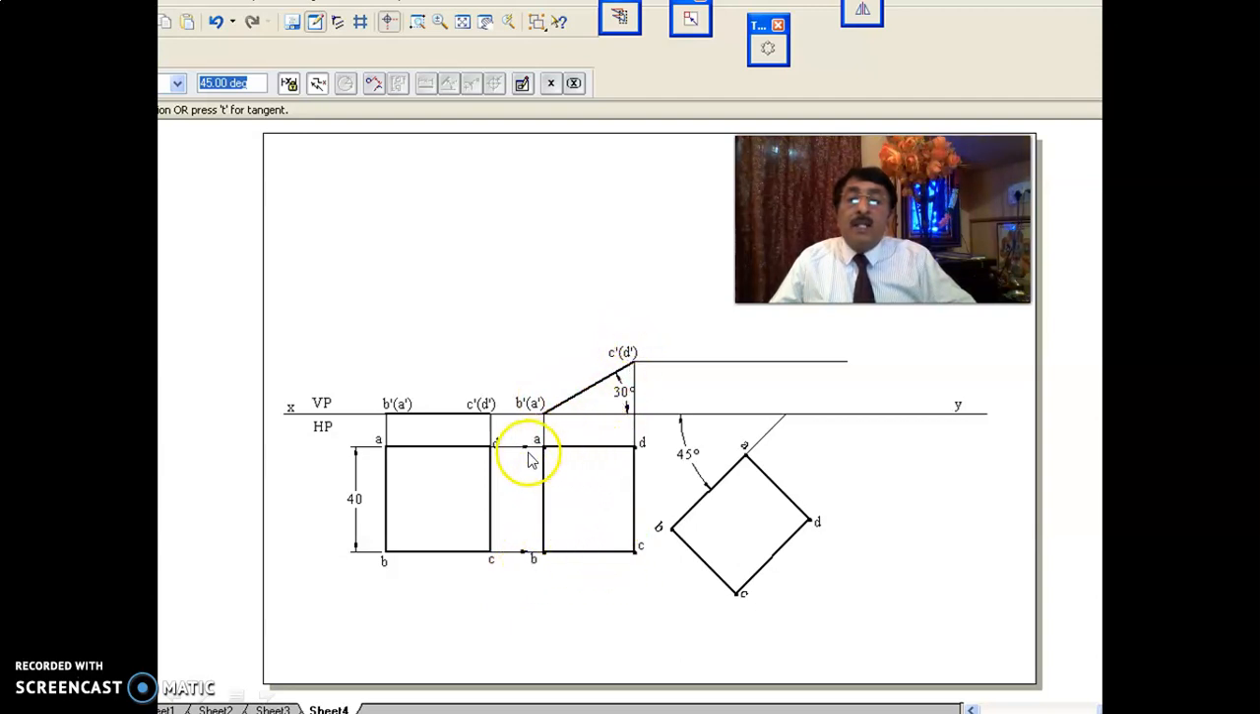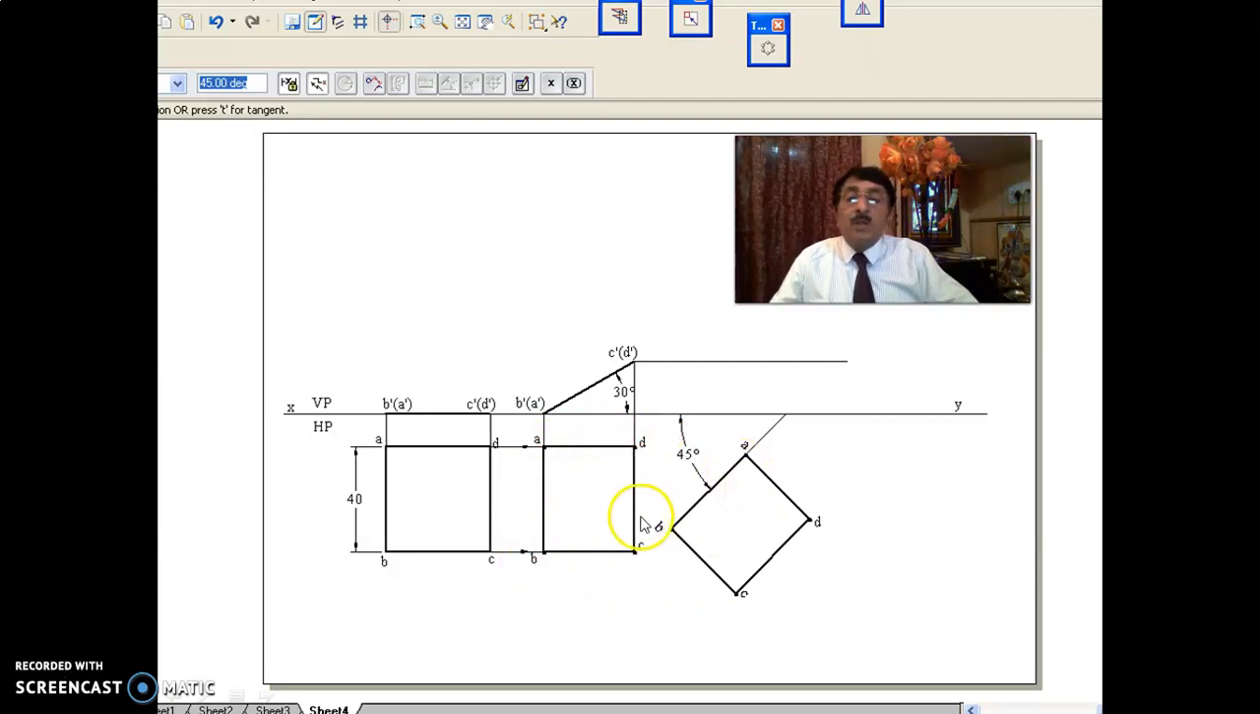As a result, AD and BC are not in true length. Okay, that you should know. But AB and CD are in true length. BC and AD are not in true length because they are inclined to HP. As a result, when you are looking from the top view, this would have lost true length. This will not be a true square, but it will be a rectangle.